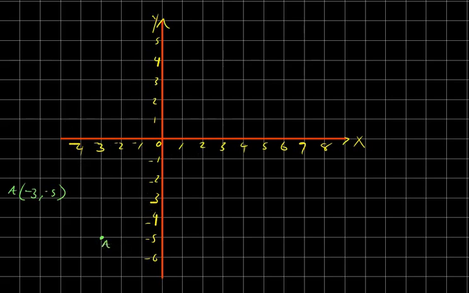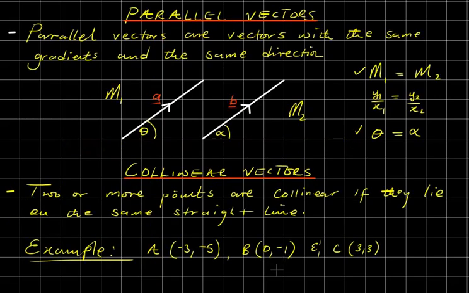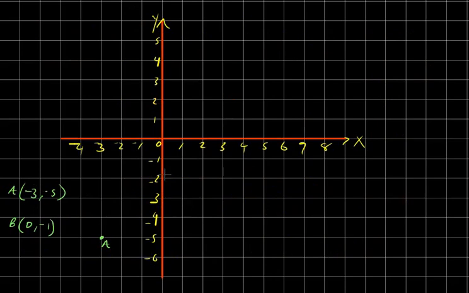And the second point B, it was 0, negative 1. Am I right? Let's double check. Yes, 0, negative 1. So here we have 0, negative 1. The point is right there. That is the point B. And then we had 3, 3. 3, 3 is here. So this is the point C.